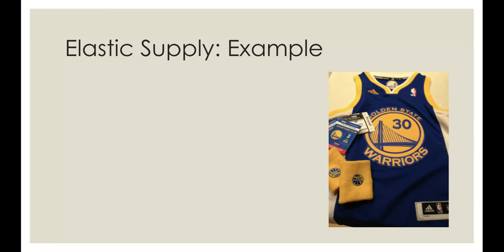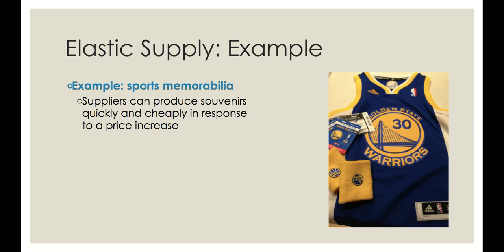All right, let's talk about some examples. A really good one is sports memorabilia. Suppose your team wins, right? Making sports memorabilia like jerseys or posters or t-shirts, any kind of souvenir like that, is pretty easy to produce. They're mass produced. You can produce them quickly and cheaply. So if the team wins, then the suppliers can very quickly increase production of sports memorabilia in response to that price increase.